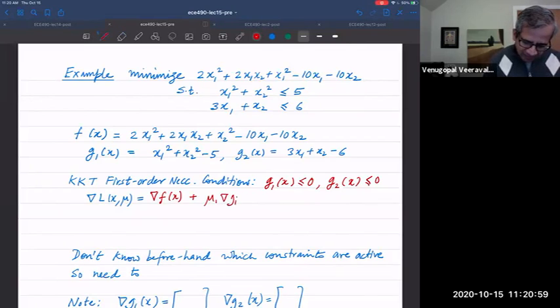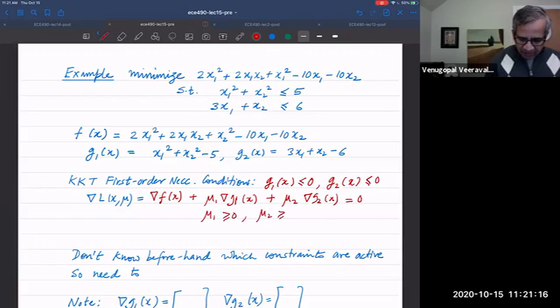Gradient G1, mu2, gradient G2x. So this has to equal 0. In addition to that, we know that mu1 has to be non-negative, mu2 has to be non-negative. And finally, we have the complementary slackness conditions, which I'll write this way. Mu1 G1 x must equal 0, mu2 G2x must equal 0.